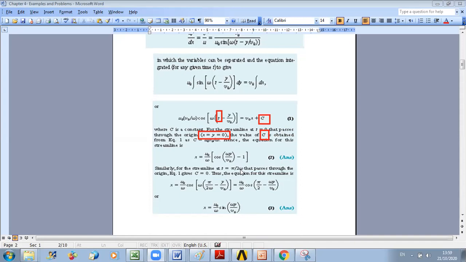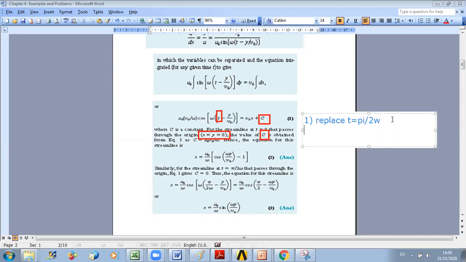If we want to know what is the streamline that passed through the origin at t equal pi over 2 omega, what should we do? The first step, we replace in our equation t by pi over 2 omega. So, step 1, we replace t by pi over 2 omega in my equation, and I get the following.